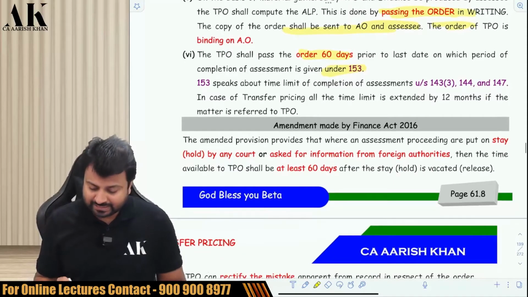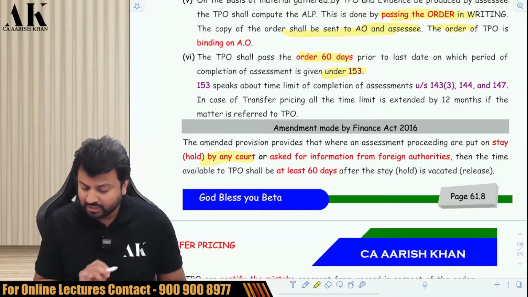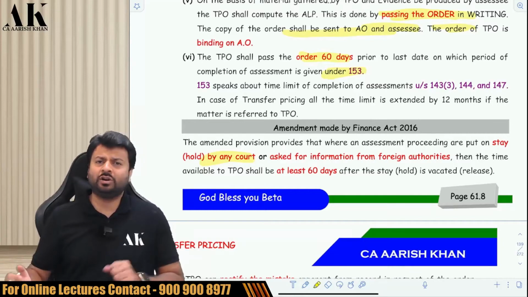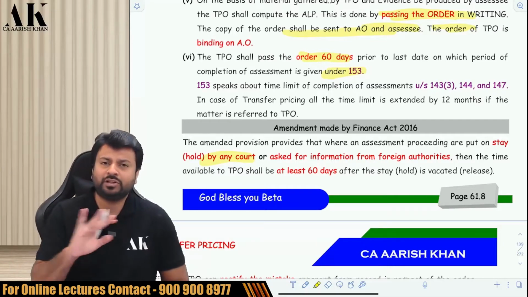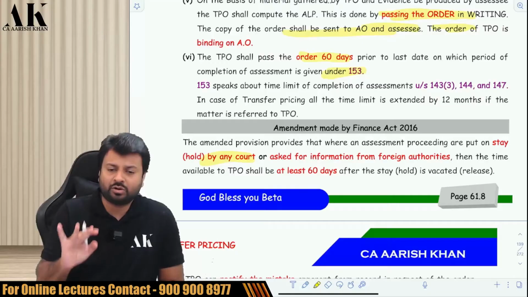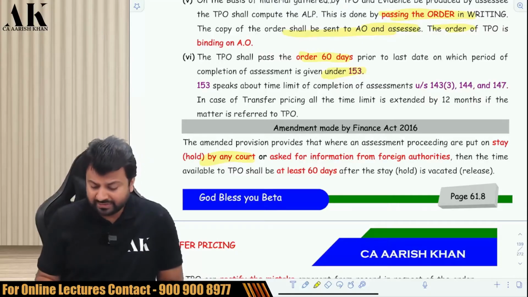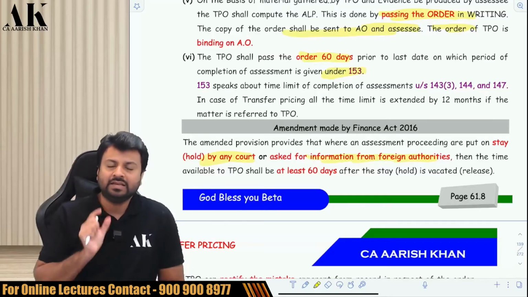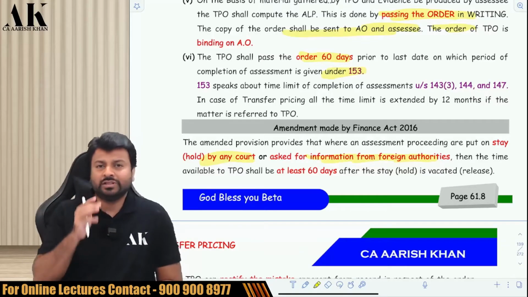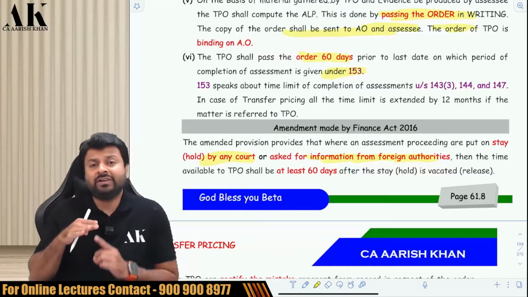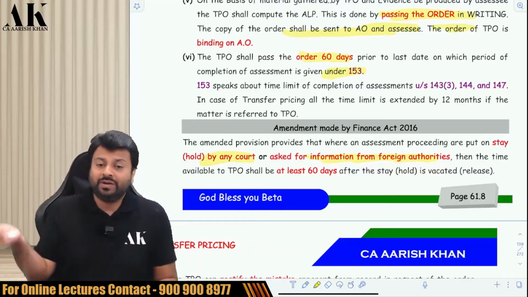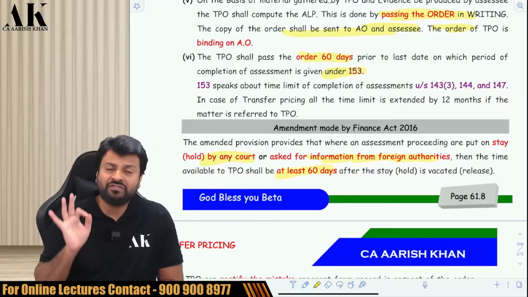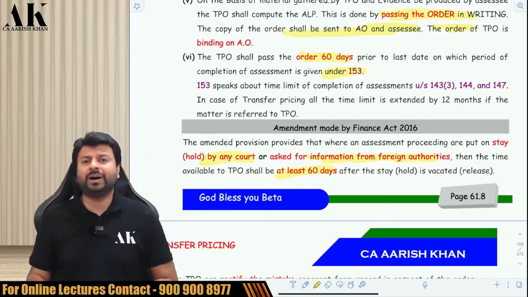Like if there is an assessment which is kept on hold by any court, because the assessee has put a petition in the court that the assessment is not done on the right track, and therefore the court has put your assessment on hold. Or if there is some information which has to come from the foreign authorities, so the assessment might pause for some time. Say it was paused for 50 days. So that 50 days you will get extra, no doubt. But whenever the assessment is resumed after that, you will at least get 60 days to complete your order. The transfer pricing officer will get at least 60 days after that also to pass his transfer pricing order.